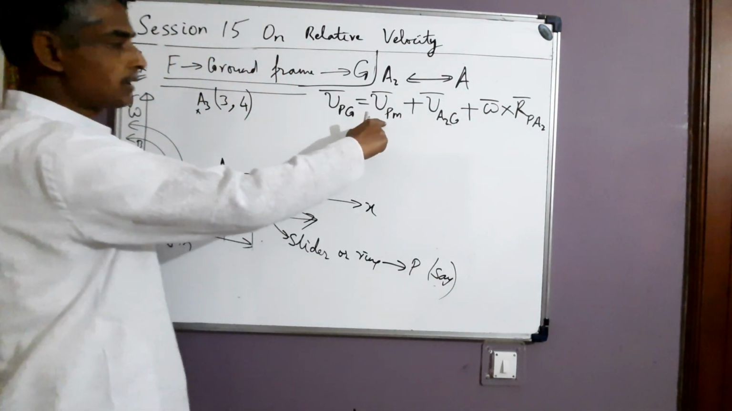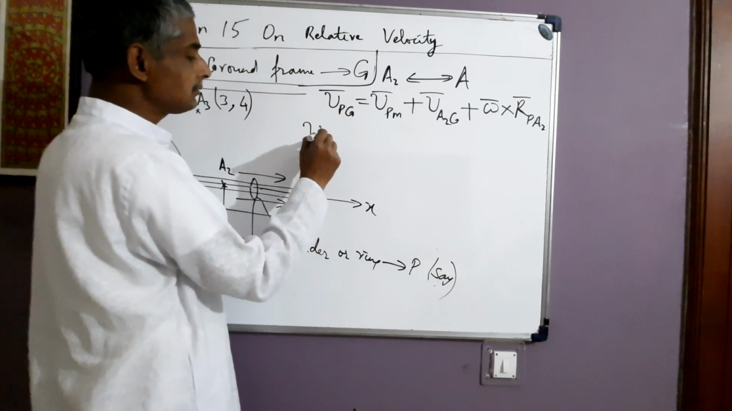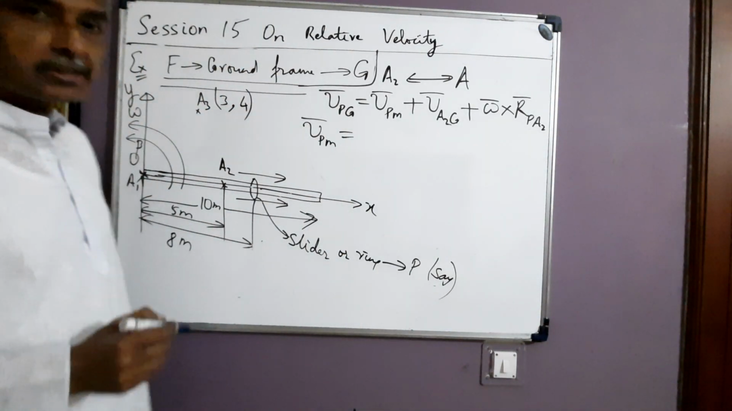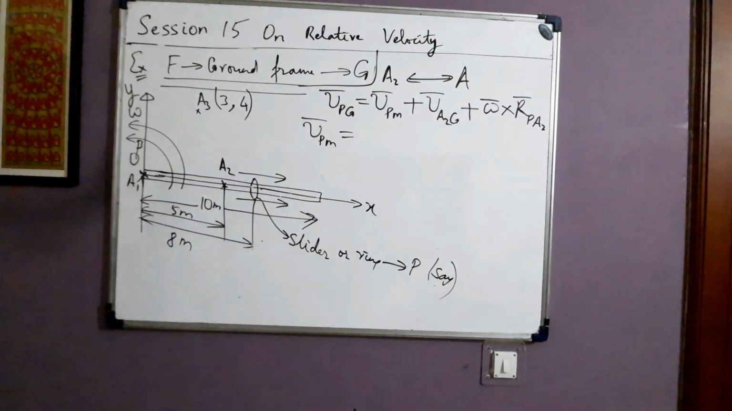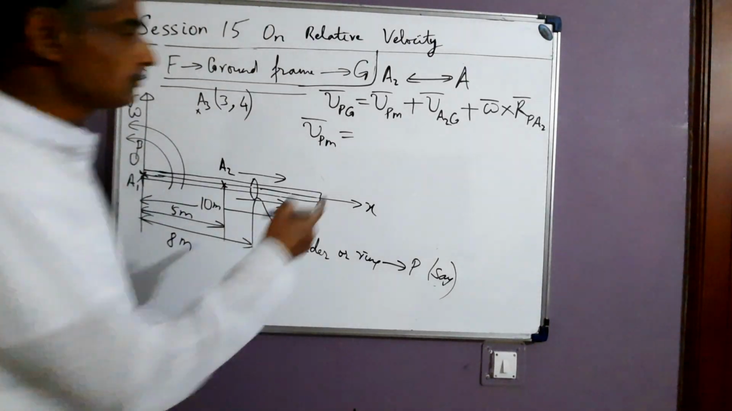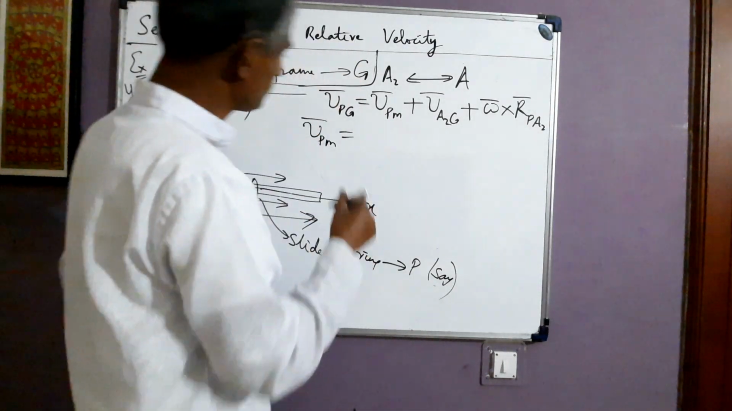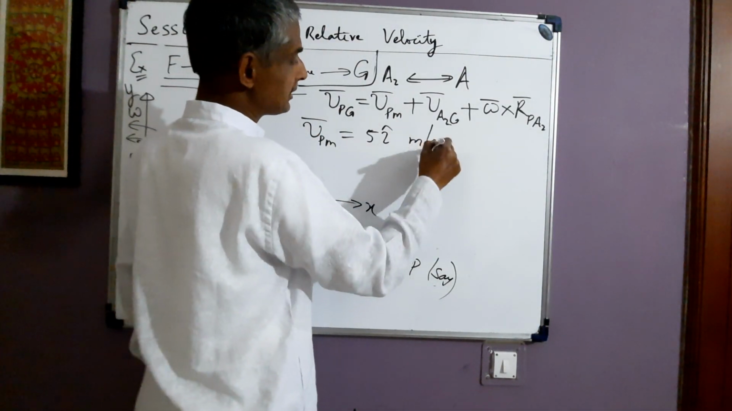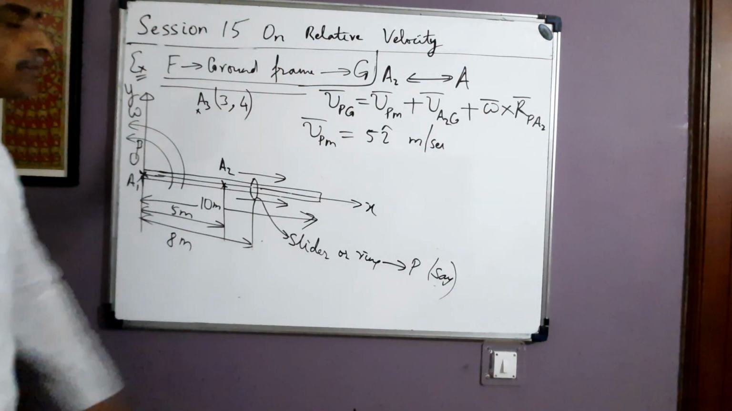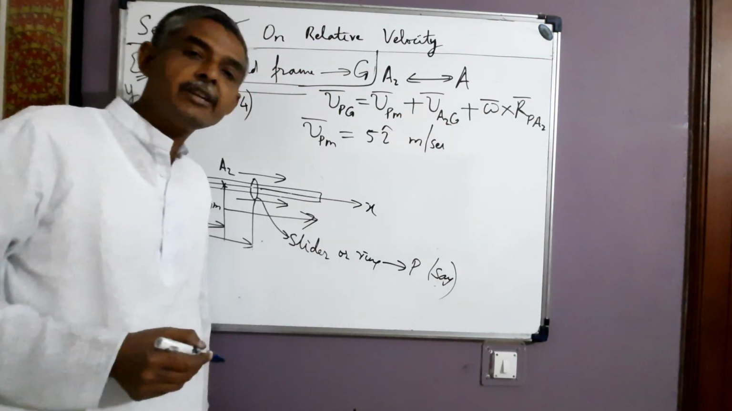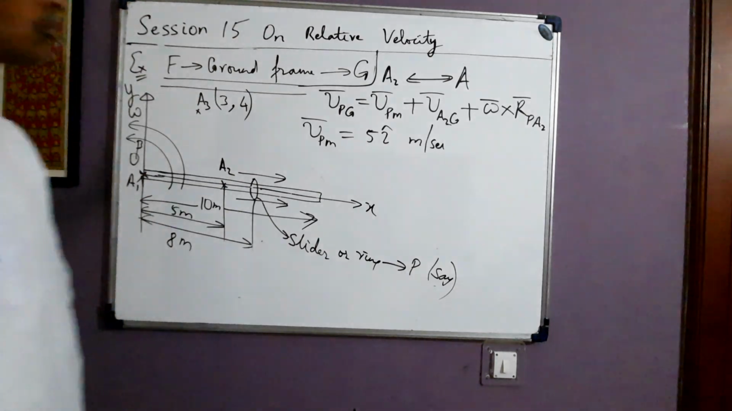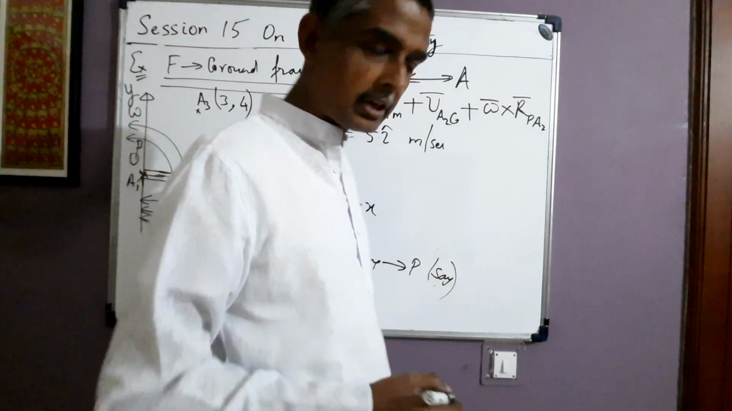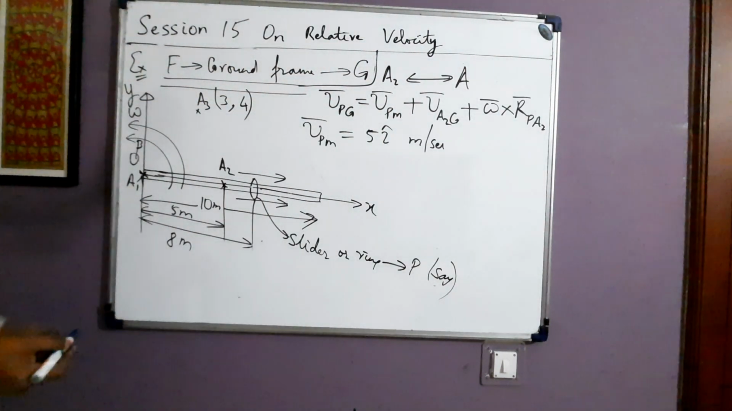First we have to know VPM. VPM is already given. VPM is the velocity of the ring with respect to the rod, and it is given to be 5 meter per second in the 14th session. So VPM is just equal to 5i hat meter per second. Now we have to find VA2G. How to determine VA2G? That is the question.